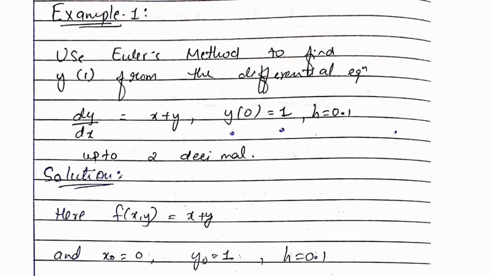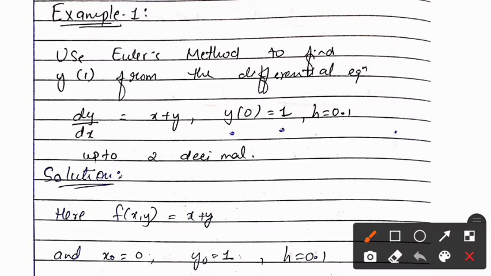Okay. Now see, the question is: use Euler's method to find y of 1 from the differential equation dy by dx is equal to x plus y and y of 0 equal to 1. You are given h equal to 0.1. You can solve this up to 2 decimal points.